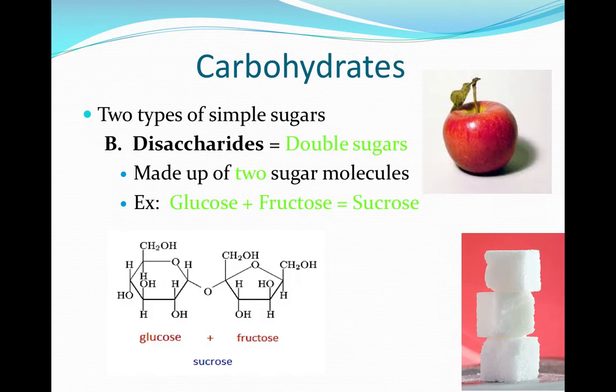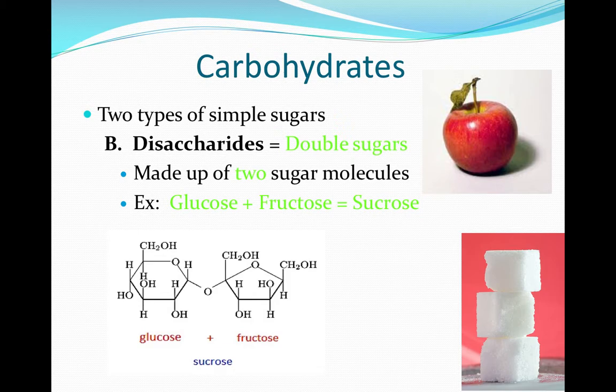Another type of simple sugar is known as disaccharide. It's a double sugar molecule, which means it's made up of two sugars. The prefix di means two. The disaccharide that you have as an example in your paper is called sucrose. That's regular table sugar. Regular table sugar is made up of two single sugars put together, forming the disaccharide structure.